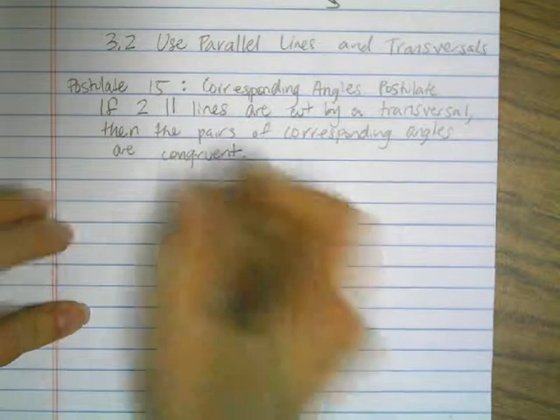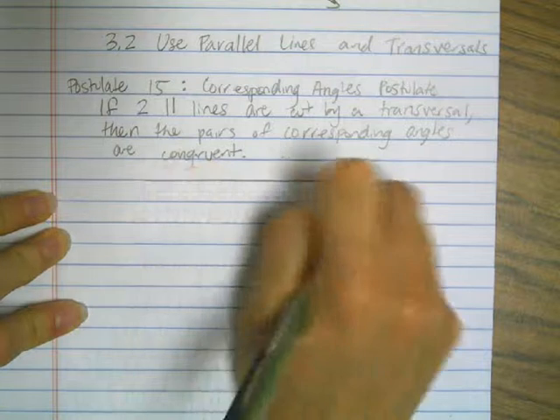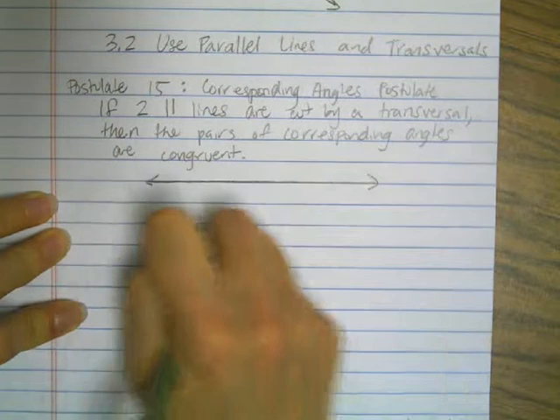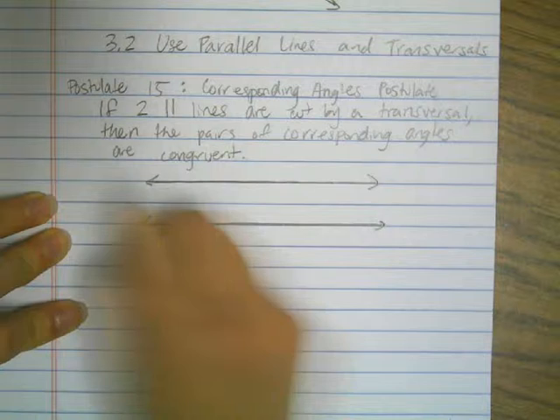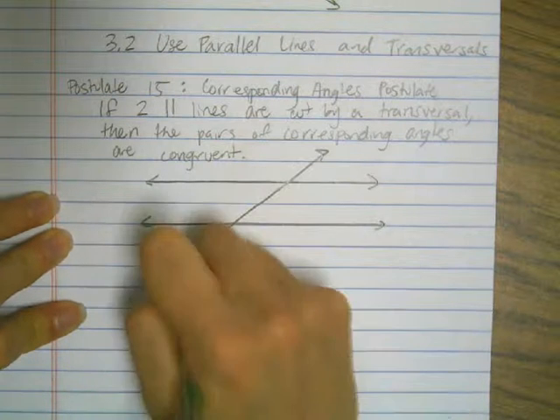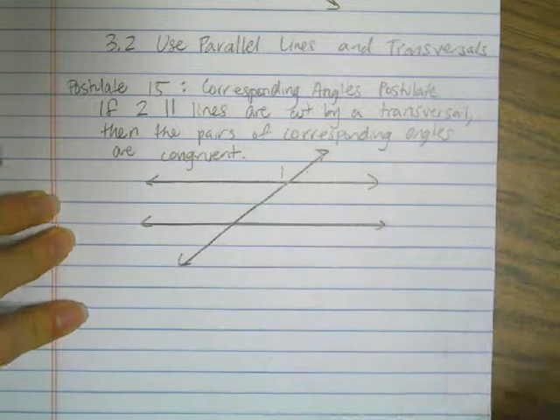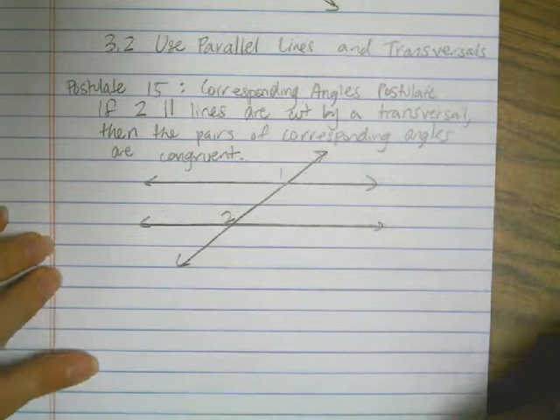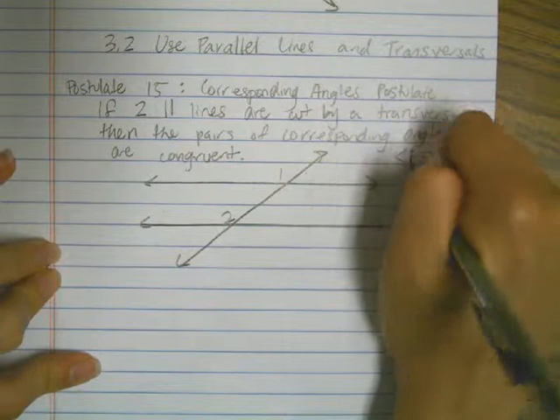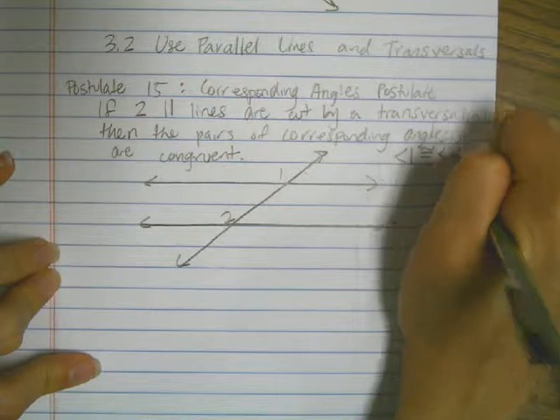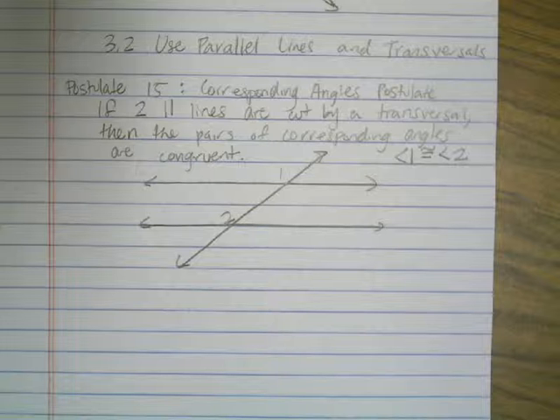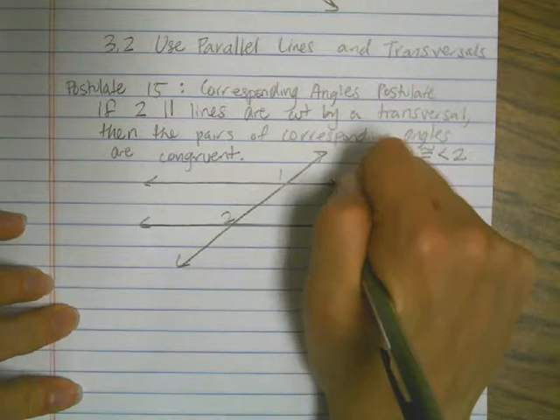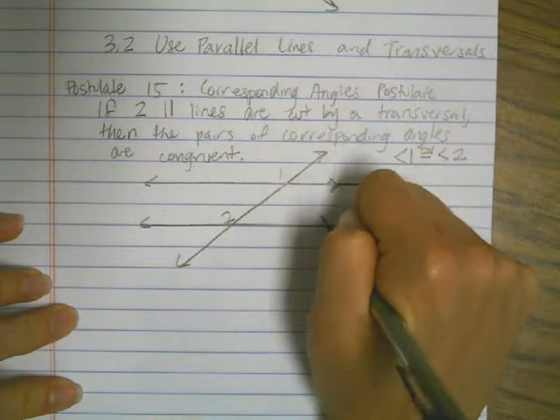So if these are my two parallel lines and that is my transversal, angle 1 corresponds to angle 2, and I can say by this postulate that angle 1 is congruent to angle 2. I'm also going to use these signs to make the lines parallel.